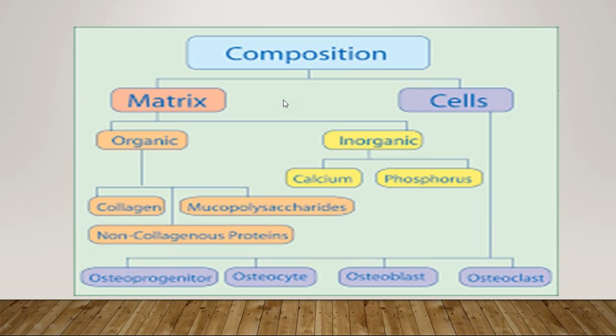Composition of bone: mainly matrix and cells. The cells are osteoprogenitor cells, osteocytes, osteoblasts and osteoclasts. The matrix is organic and inorganic. Calcium and phosphorus come under inorganic, while the organic components are collagen, non-collagenous proteins and mucopolysaccharides. Just listen, the composition of bone is mainly matrix and cells. The cells are osteoprogenitor cells, osteocytes, osteoblasts and osteoclasts.